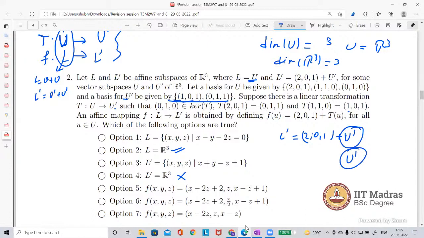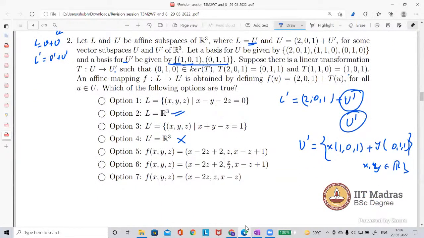So there are 2 ways you can find it. Express it: what will be U prime? U prime is the span of, writing the span like this, 0 1 1, and here we get Z equal to X plus Y, where X and Y belong to R. This is the span, this is the U actually. Span means span of basis. So we have only a single L prime.